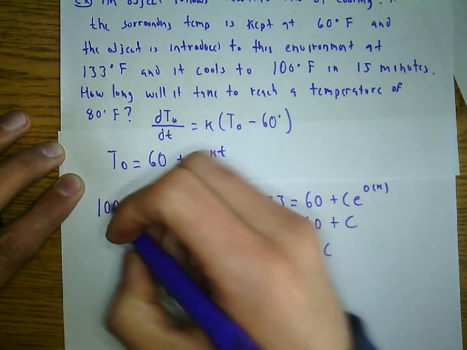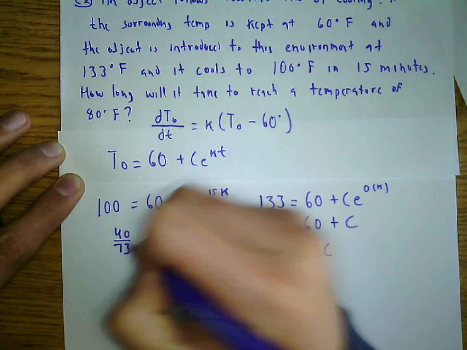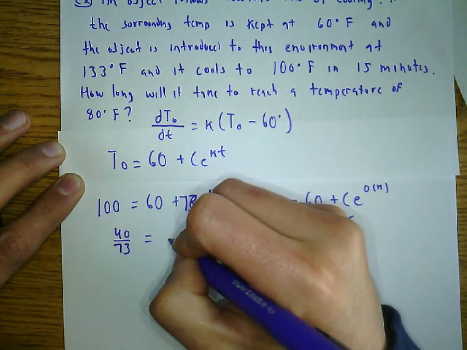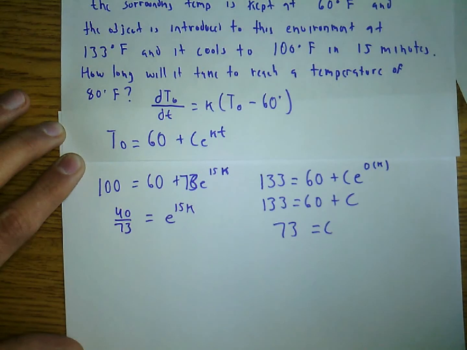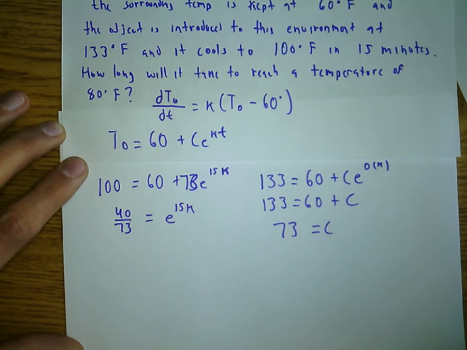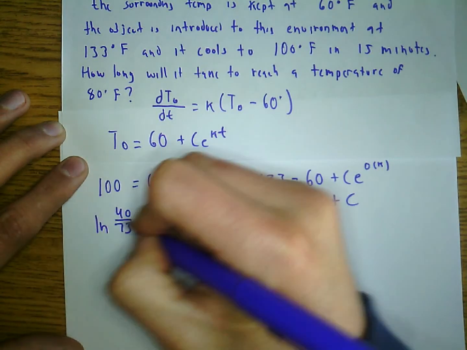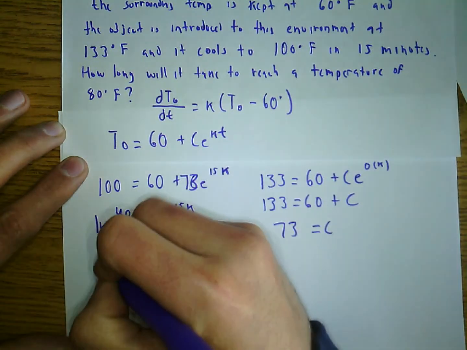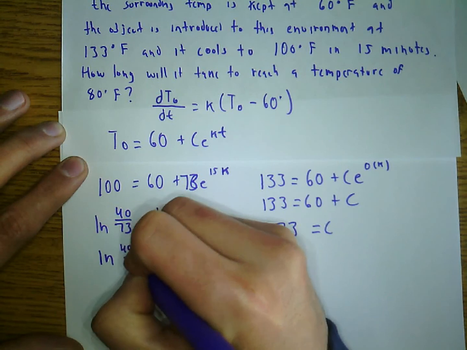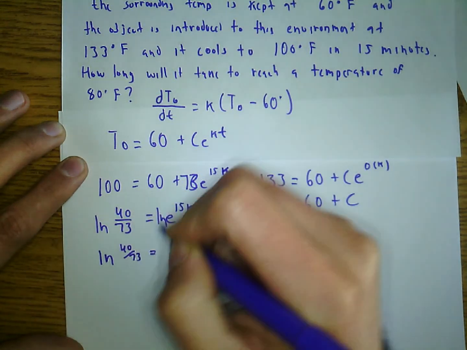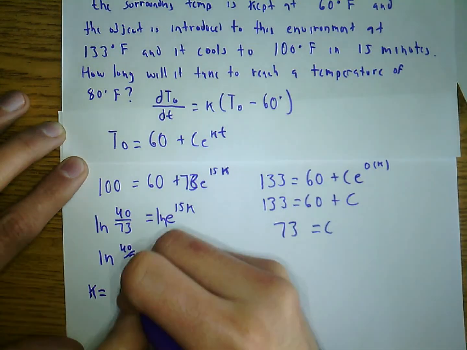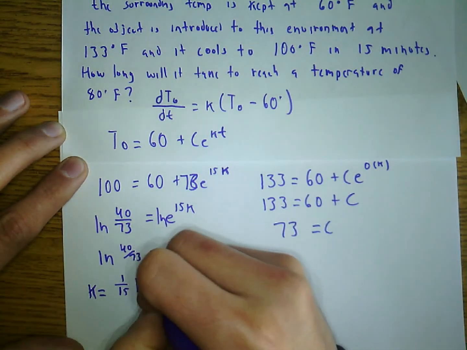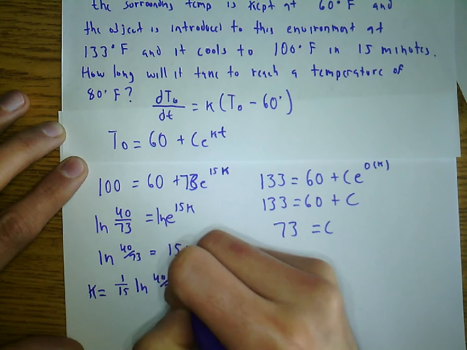How do I solve for k? Natural log of 40 over 73. So now I've got the natural log of 40 divided by 73 is equal to 15k, which means k is equal to what? 1/15 of the natural log of 40 over 73. You guys with me? So what is my model? The temperature of the object is going to be what? What's the model?